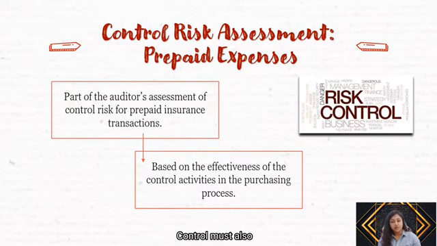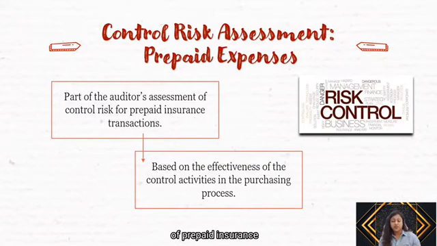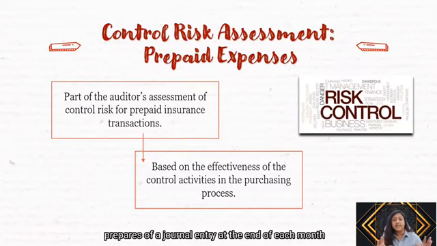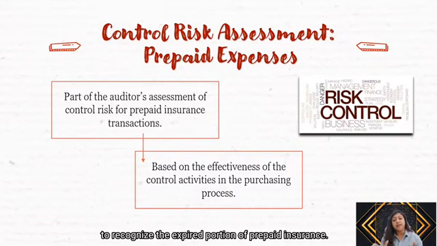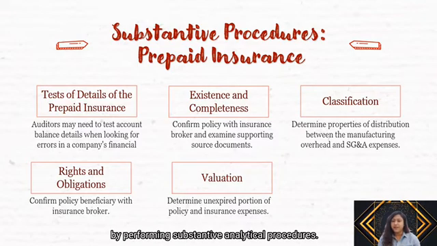Control might also be maintained over the systematic allocation of prepaid insurance to insurance expense. Entity personnel should prepare a journal entry at the end of each month to recognize the expired portion of prepaid insurance. In many audits, the auditor can gather sufficient evidence of prepaid insurance by performing substantive analytical procedures.